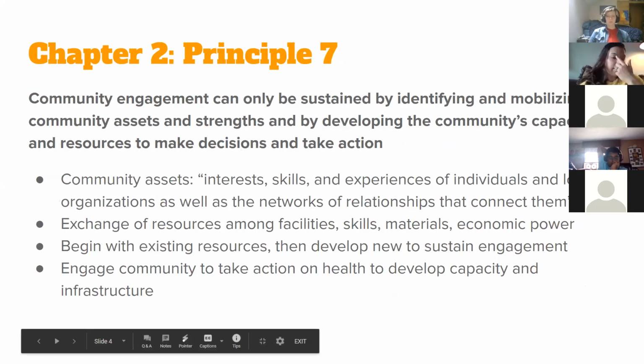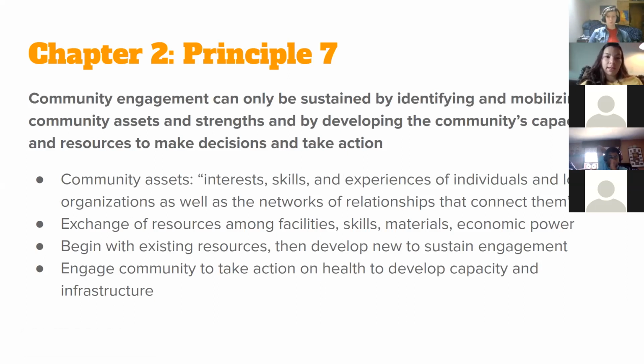Okay, principle 7 says that community engagement can only be sustained by identifying and mobilizing community assets and strengths by developing the community's capacity and resources to make decisions and take action. Community assets are defined by the textbook as interests, skills, and experiences of individuals and local organizations, as well as the networks of relationships that connect them.